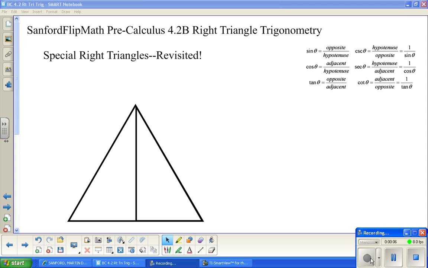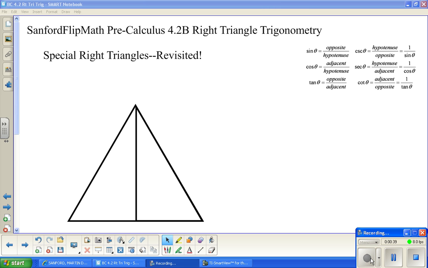We are again working from the Demana Waits Foley Kennedy book, in the 4th or 5th edition. We are in chapter 4, the Trig chapter, focusing specifically on right triangle trig right now. We are continuing our adventure in section 4.2, looking at special right triangles, and mostly this is going to be a review from geometry for this first part. Then we will move into solving right triangles and even, dare I say it, a word problem. So let's get right to it.